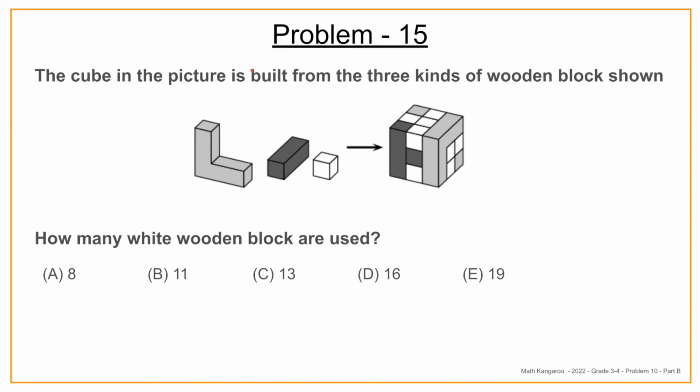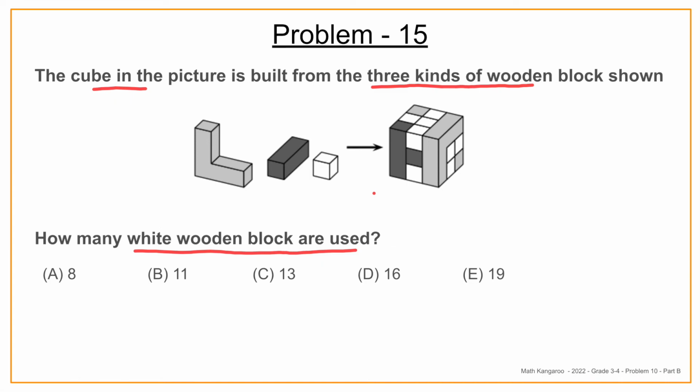Problem 15. The cube in the picture is built from the 3 kinds of wooden blocks shown. How many white wooden blocks are used? These are our options. There is a cube built from 3 kinds of wooden blocks, and we need to figure out how many white blocks are used. Let's break it down step by step.